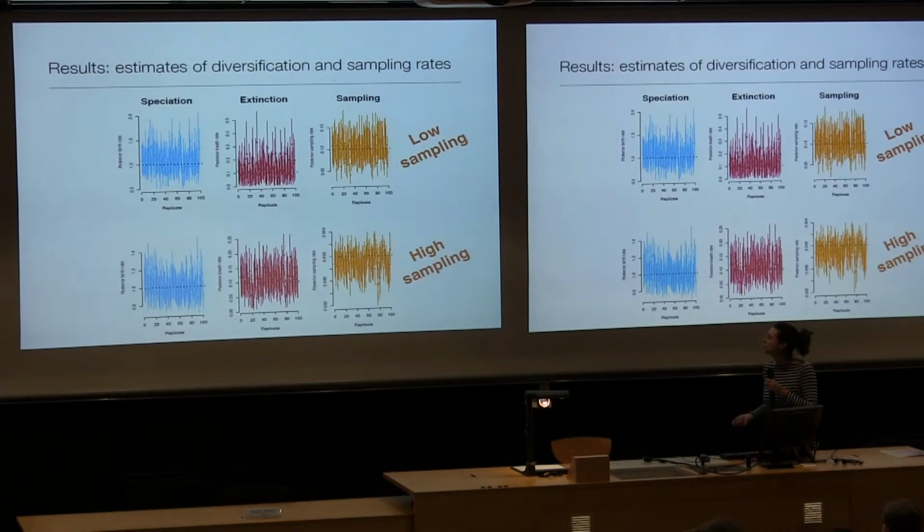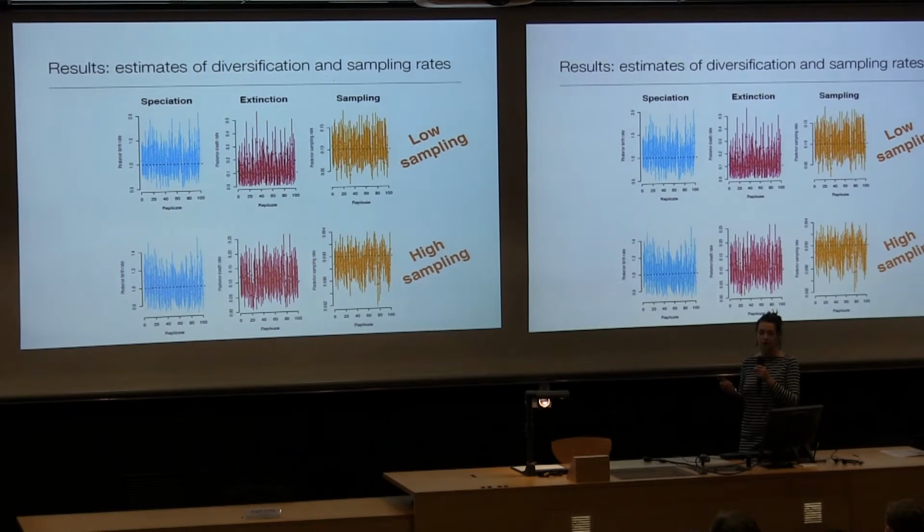And so these are the results obtained when we estimate the parameters under the constant rate model. These are showing the speciation, extinction, and sampling estimates, and these are the Bayesian credible intervals. The dashed line represents the true rates. And you can see that under both low fossil sampling and high fossil sampling, we're able to recover these parameters.